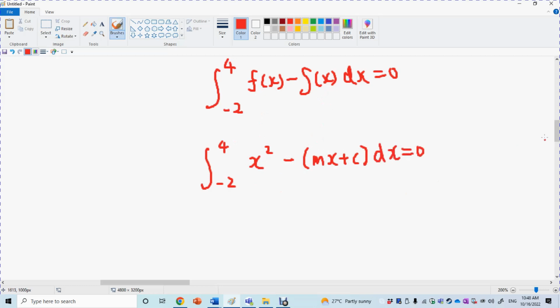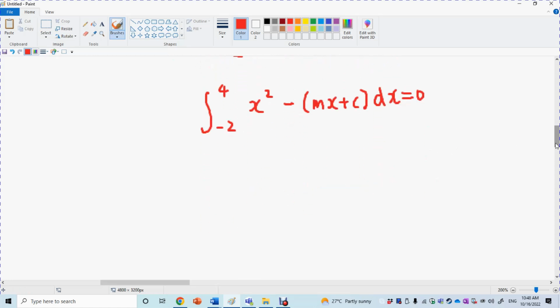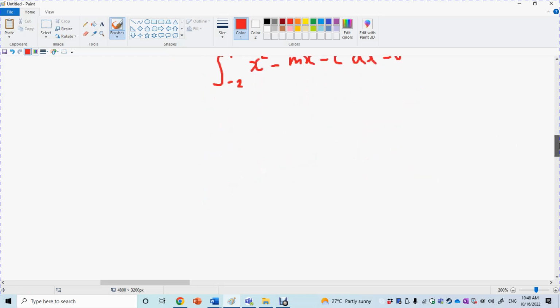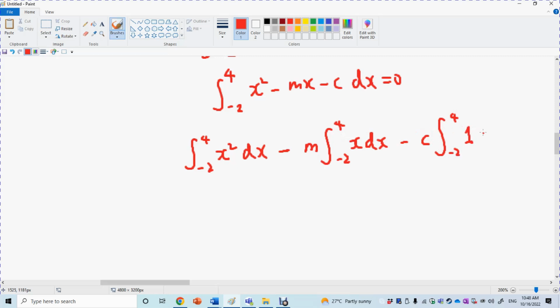Right now you can see it's an integration of two functions in terms of x and some parameters, equals 0, and you can definitely simplify that. Let me expand it a little bit, then we will know what to do. First of all, you try to split your integration into three. I'm going to take that m out, and I'm going to put that c out as well. So it becomes 1 here.